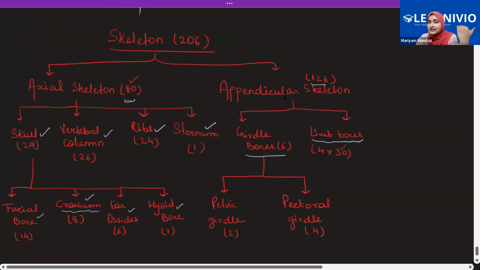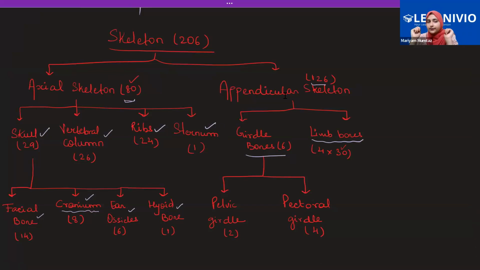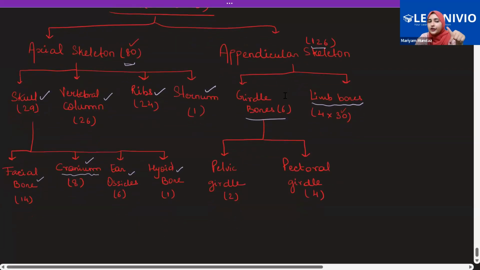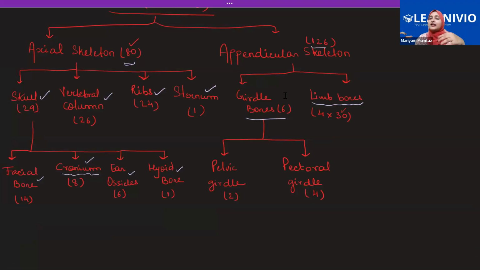Our whole entire skeletal system has been divided into two parts, axial and appendicular. The axial skeleton is the part that contains our skull, our vertebral column, our ribs, and the sternum. The skull also contains the facial bones, the skull bones, then ear ossicles and hyoid bones. The appendicular skeleton contains our limbs like forelimbs and hind limbs, and our shoulder girdles and pelvic girdles, meaning the part through which the limbs are attached in our body. Clear?